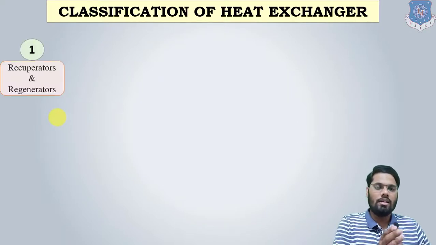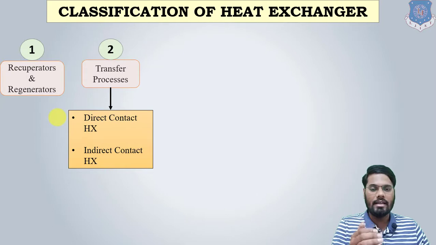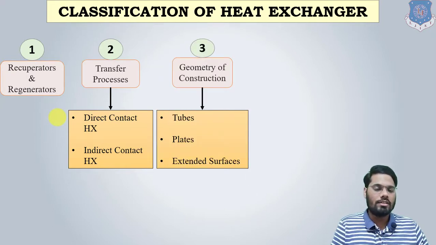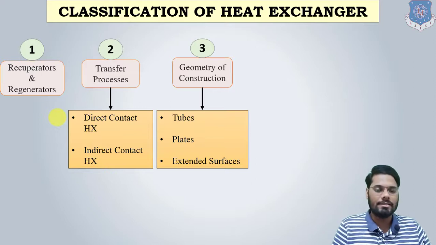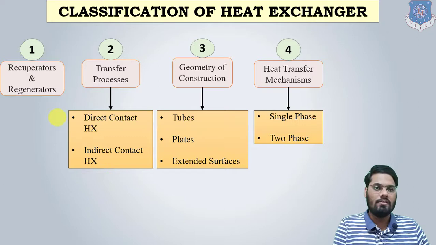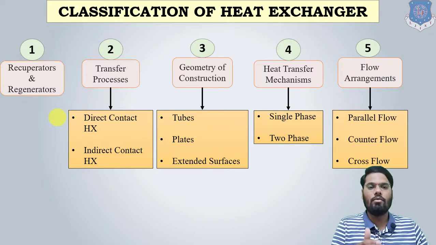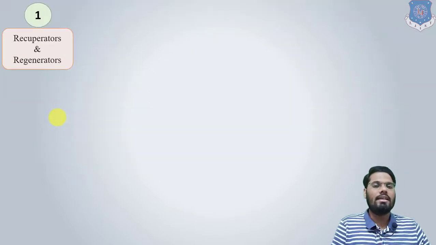First, based on recuperators and regenerators. Then we will classify according to the transfer process, in which there are direct contact heat exchangers and indirect contact heat exchangers. Then according to the geometry of construction, in which there are tube type, plate type and extended surface type heat exchangers. Then according to the transfer mechanism, in which single phase or two phase. And at last, according to the flow arrangement: parallel flow, counter flow and cross flow. So first is the recuperators and regenerators.